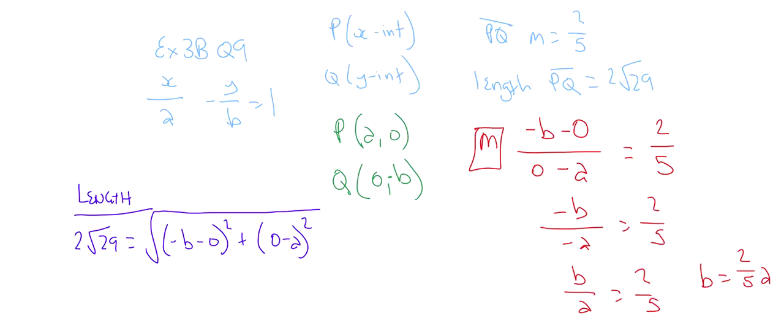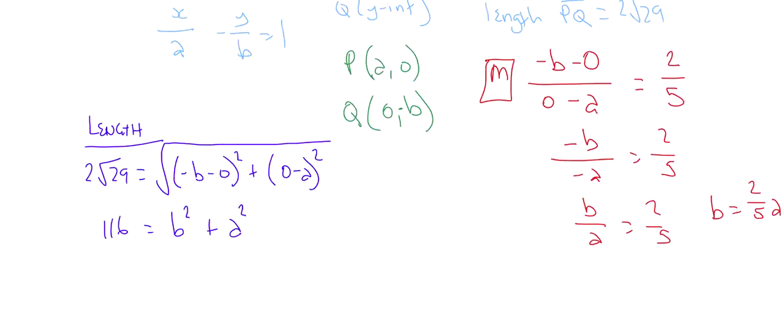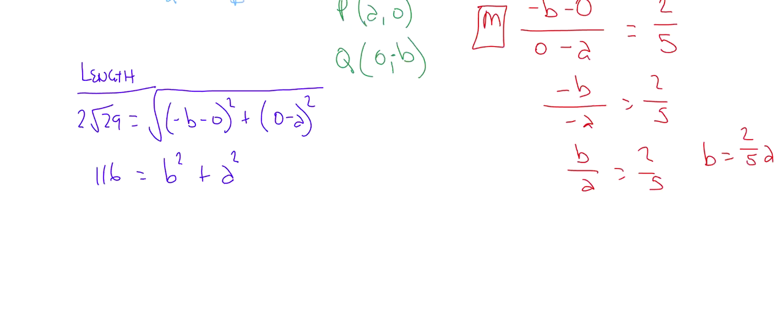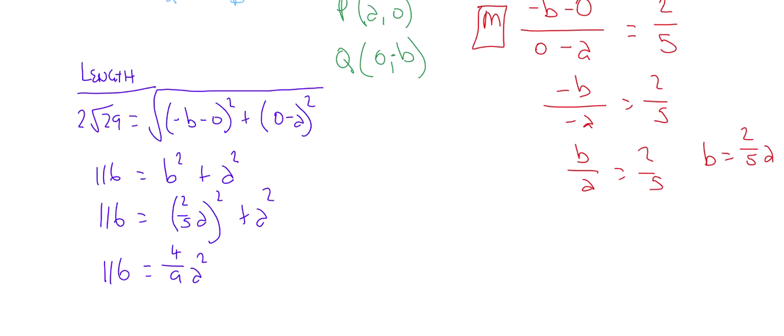Now I'm going to square both sides to get rid of the square root. So that becomes 116. Negative b minus 0 is just negative b, squared is b squared, and then this is a squared. Now I'm going to take this information over here. Instead of having two different values, I'm going to substitute b in. So 116 equals b, which is 2/5 of a, squared, plus a squared. Square top and bottom, so I get 4/25 a squared plus a squared.